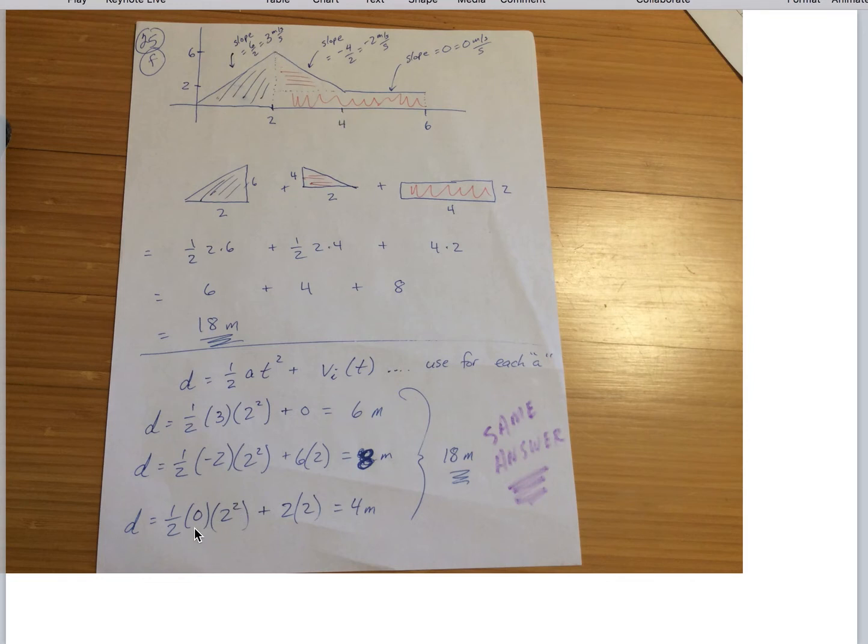And then finally, the last piece where it was constant velocity, the slope was 0. So there's no acceleration there, but you did begin at a velocity of 2, and it stayed that entire velocity. So the initial velocity was 2. So you could get the same answer. It's a great way to kind of double check yourself. Use distance formula, get an answer. Use the area method, get an answer.